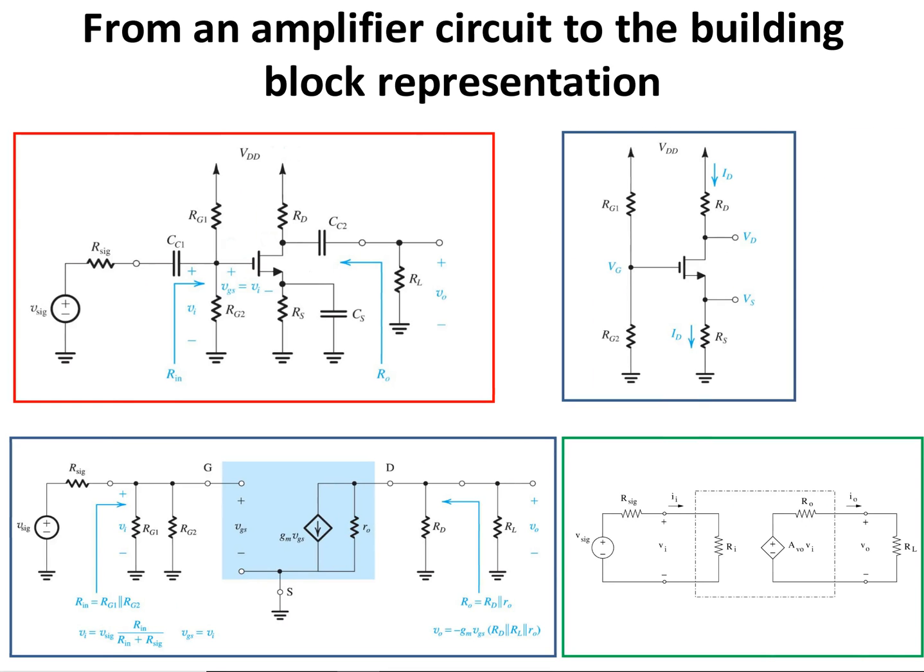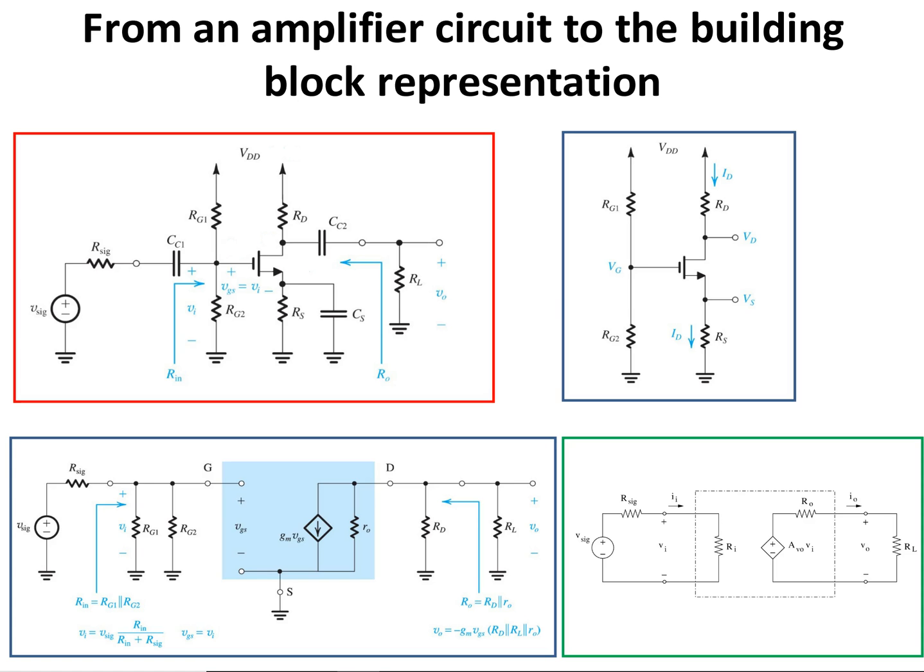So let's take a look at the whole process of analyzing amplifier circuits and review what we have done so far. In the red box, there's an amplifier circuit that contains a load resistor, the signal with its internal resistance connected to the amplifier, and a MOSFET amplifier.